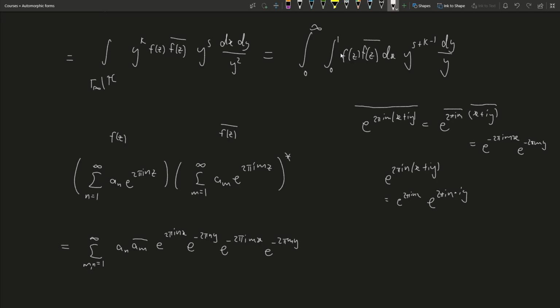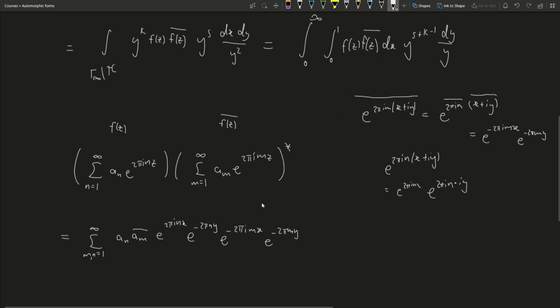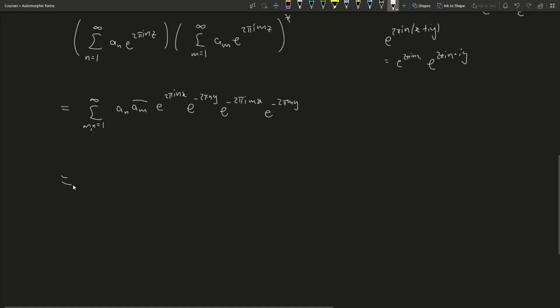And now we're going to be integrating from 0 to 1. So to figure out what that's going to be, let's rewrite this just for emphasis. This is the sum over m, n going from 1 to infinity of a_n times a_m bar, and then here I'm going to write e to the 2 pi i (n minus m) x, e to the minus 2 pi (n plus m) y.